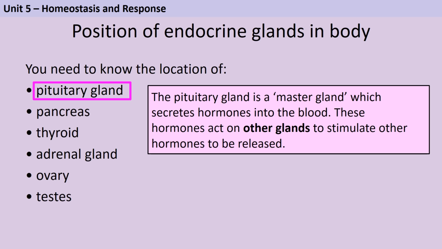The pituitary gland is called the master gland because it's a gland that controls other glands. It secretes hormones into the blood, and those hormones will then act on these other glands to stimulate other hormones to be released.